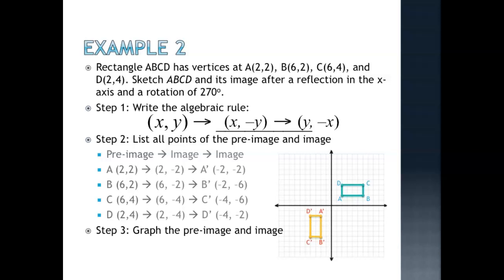Now you'll notice here that these two rectangles are identical to each other in that the size and the shape of it has not changed because we did not apply a dilation, but we did reflect it in the x-axis. So we took that green rectangle, we reflected it in the x-axis, and then we rotated it counterclockwise 270 degrees. So that's why we end up in the third quadrant there.